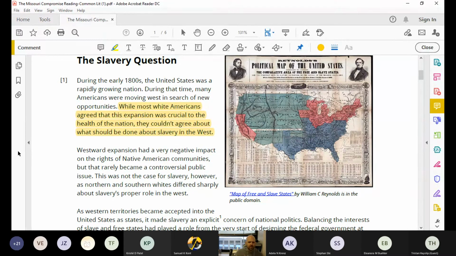While most white Americans agreed that expansion was crucial to the health of the nation, they couldn't agree about what should be done about slavery in the West. Health of the nation has to do with the stability of the nation and prosperity, which could be economic prosperity. Also, the more land you can claim as yours, the more power you have in the world.